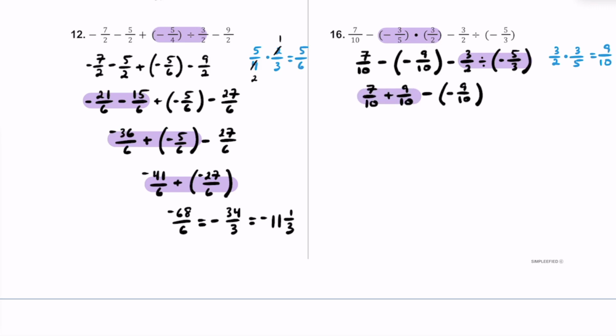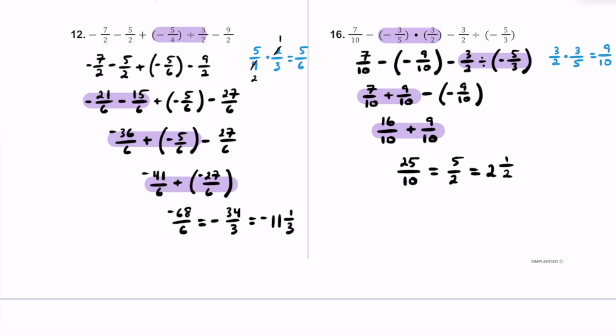So 7/10 plus 9/10, that's going to be 16 over 10. And then it's going to be, instead of taking away negative 9/10, we can just write plus 9/10, just to also write less symbols here. 16 plus 9, that's going to be 25. So we can write 25 over 10. And then we can go ahead and divide top and bottom by 5, and we're going to get 5 over 2. And you can also write a mixed number if you want and say this is 2.5.